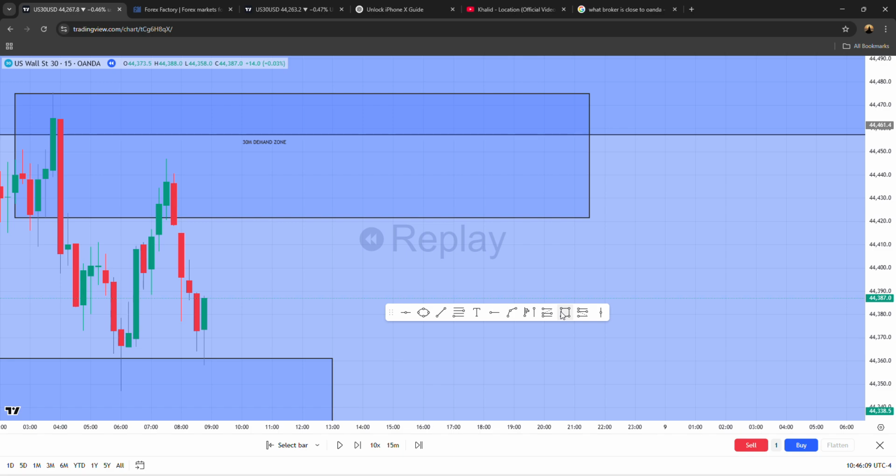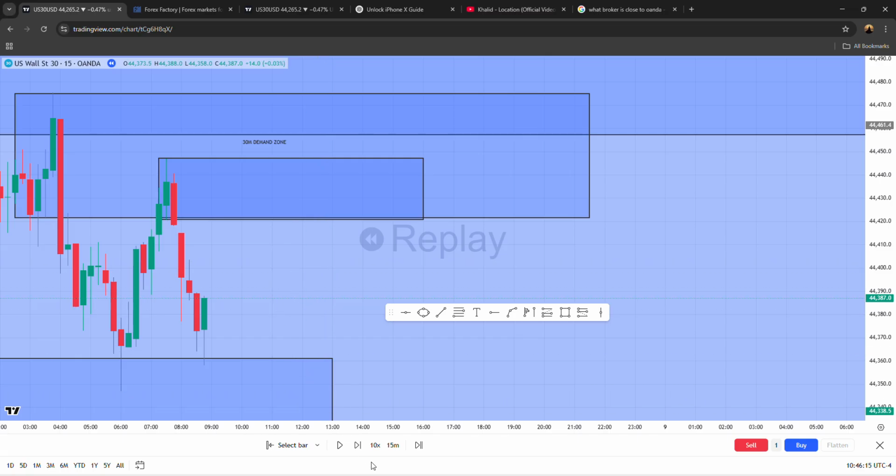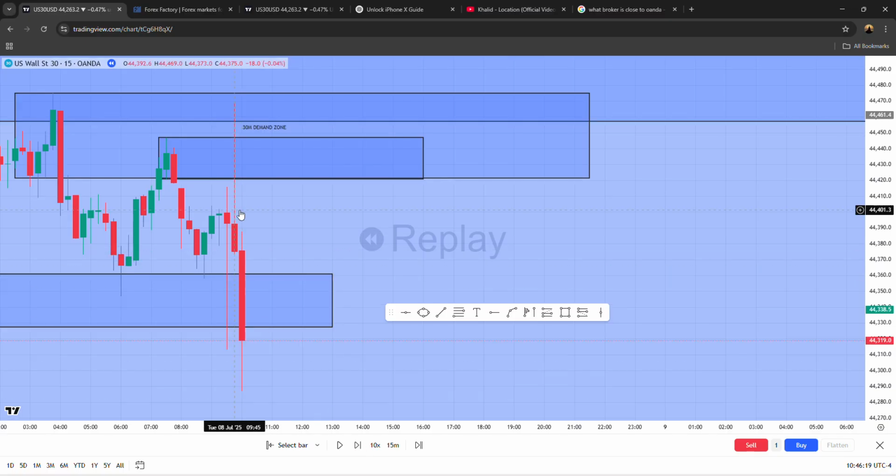We see this unmitigated zone right here. So we wait for price to come back there and give us a good rejection candle, which it did.